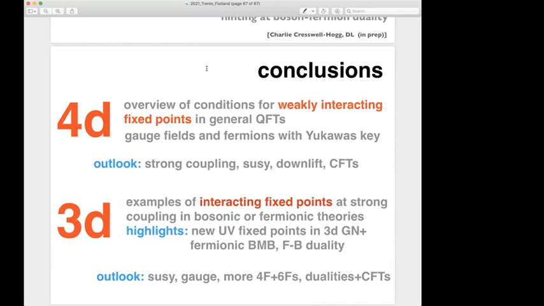Oh, hi, Daniel. Thanks for a very nice talk, very interesting talk. I just have a dumb question. What's the interpretation of a fixed point with spontaneously broken scale symmetry?